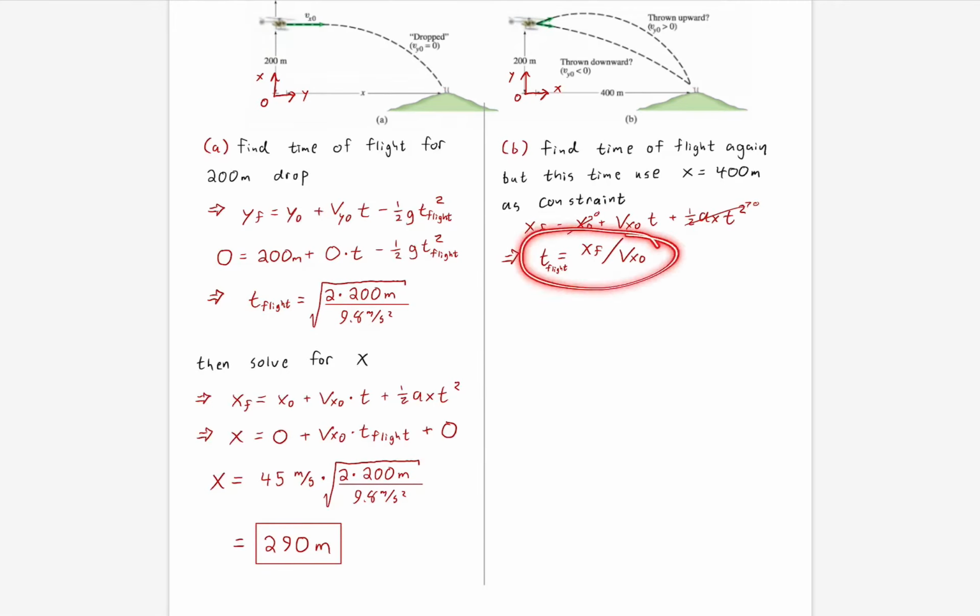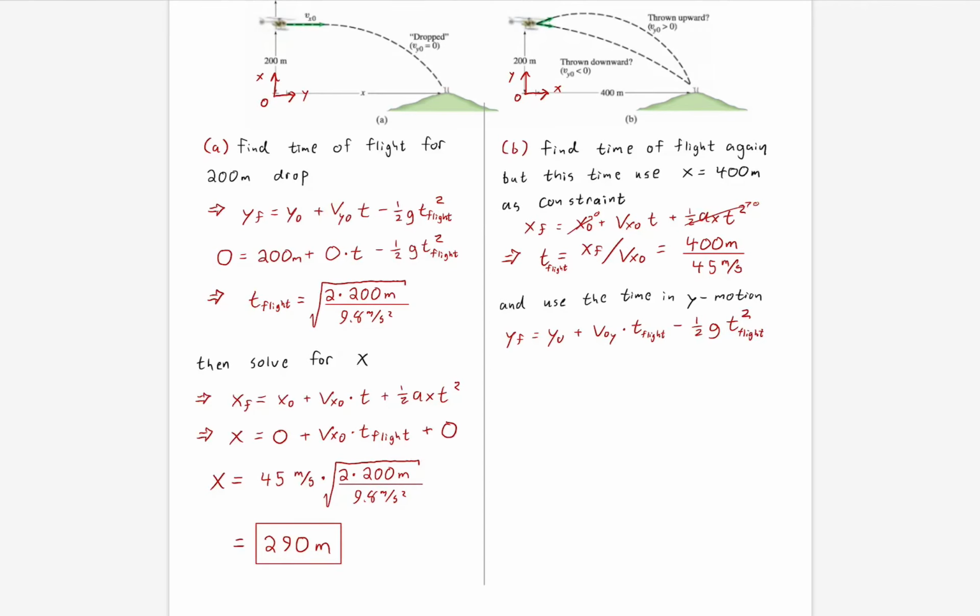So that ends up being our time of flight expressed symbolically based on the 400 meters and the initial horizontal component of velocity. Okay, and then I'm going to use that time of flight in y motion, plug it back in. Now what's going to be my unknown here? Well, my unknown is v naught y, right? We've seen that before. We saw that with the cannon launching up and landing on the edge of the cliff, right? So we're solving for our unknown of v naught y, all right?